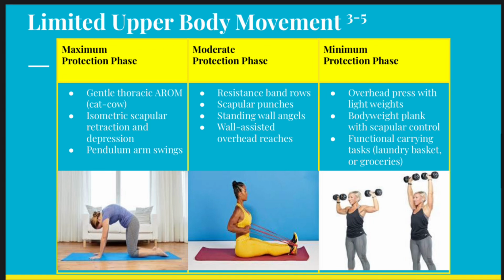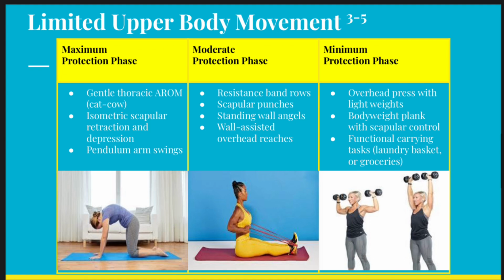For the moderate protection phase, we're going to begin to introduce resistance-based and active movement strategies. So our first one that we have is resistance band rows, which will just help strengthen the scapular stabilizers. We have scapular punches and wall angels, which can encourage proper scapular mechanics and thoracic extensions. And then we have wall-assisted overhead reaches, which can improve shoulder mobility while keeping the rib cage in an optimal position.